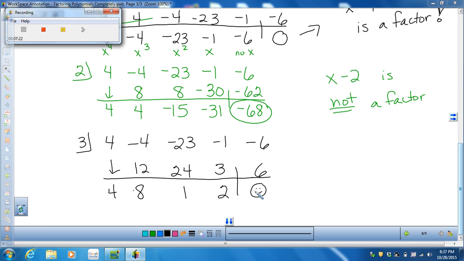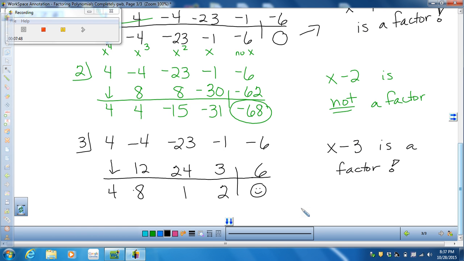That's awesome. So that means that 3 is a factor. So therefore, x minus 3 is a factor. In other words, positive 3 is one of my roots. So now I have found my second root. We already knew that 1 worked, now 3 works.